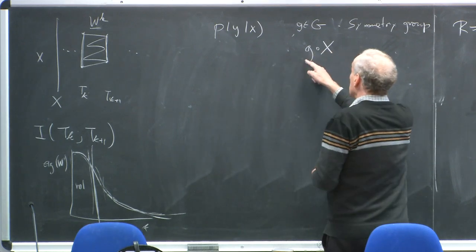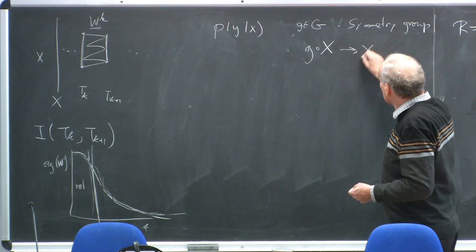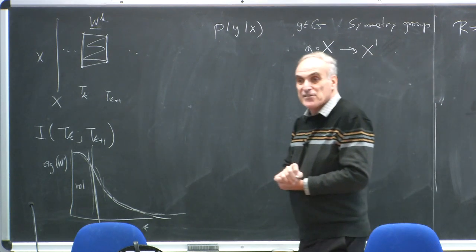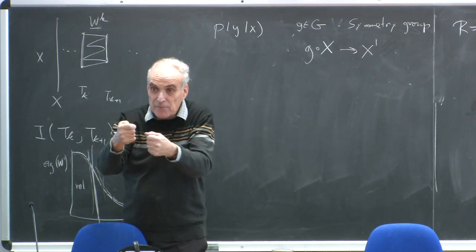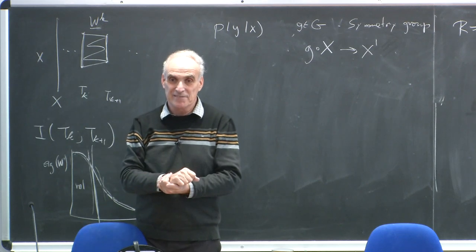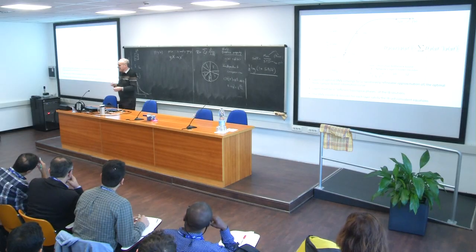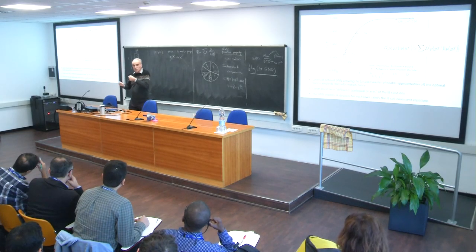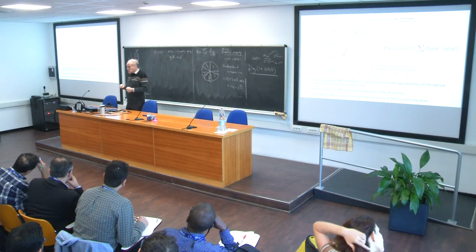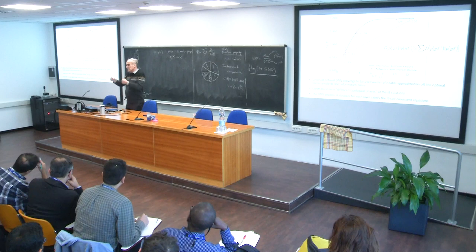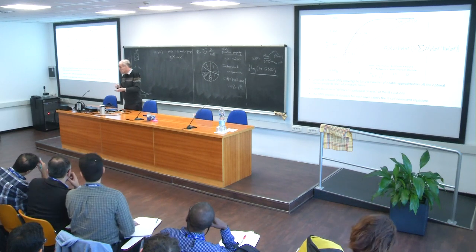So I'm talking about the operation of G on X. This is going to take me to some other X, which is a rotated image, or a scaled image, or a distorted image in some other way. So there are some simple symmetries, like translation, rotation, expansion, and so on. And there are very complicated symmetries, which are going to distort my image completely, like changing the illumination, or changing the perspective. There are many, many ways of distorting images, which are all natural.